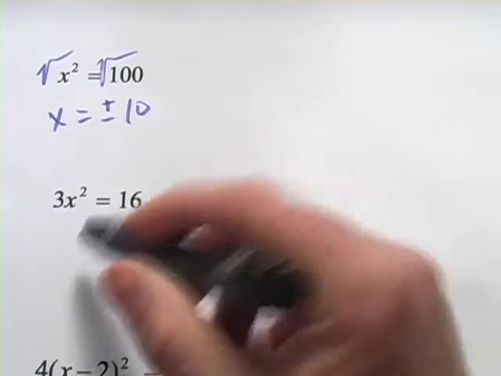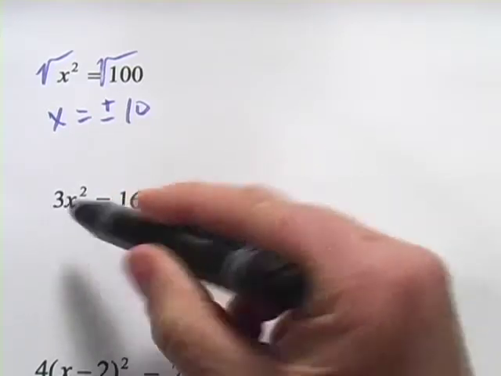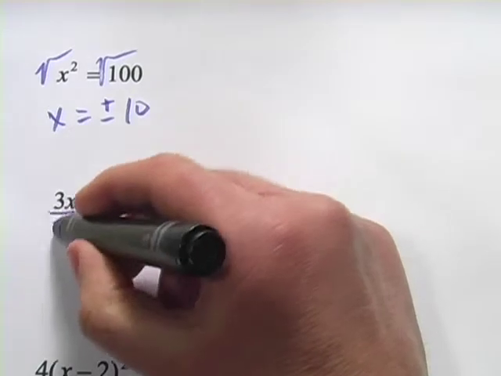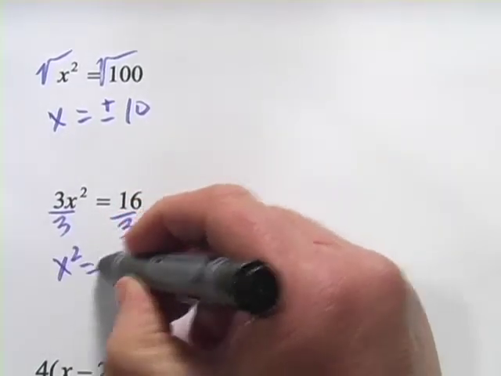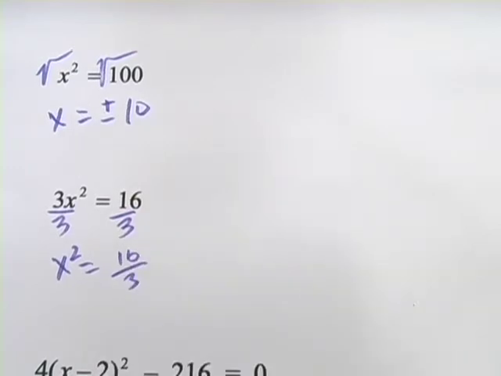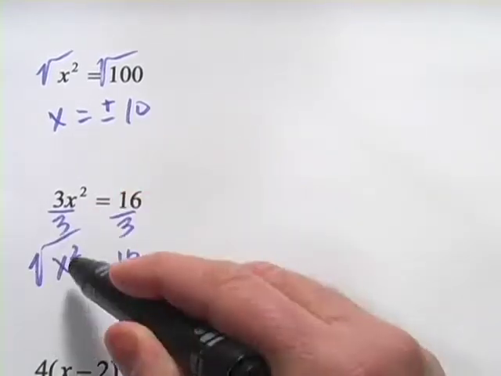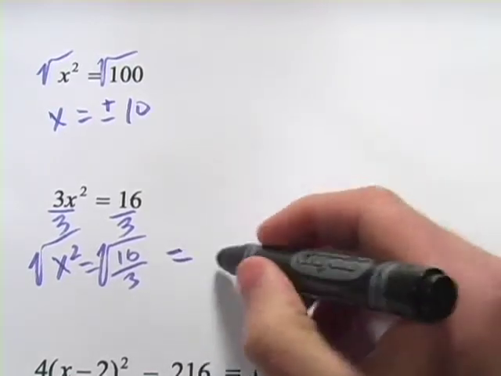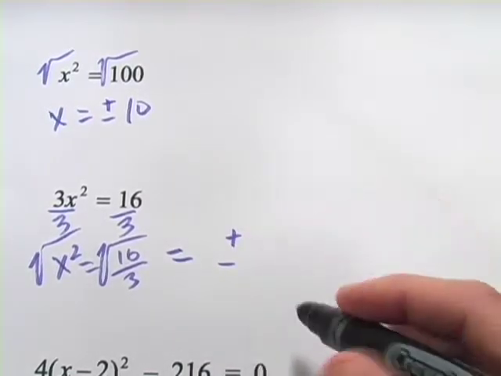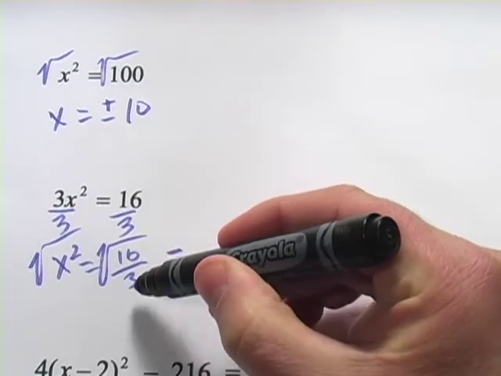Let's try another one. Here it's slightly more complicated. We've got a 3 multiplied by our x squared, so I'm just going to divide by 3 first. And then we've got x squared equals 16 over 3. At this point I'm going to take the square root because I've got my x squared alone. And that's going to be a positive or negative, and I'm going to do the square root of the top and the square root of the bottom.